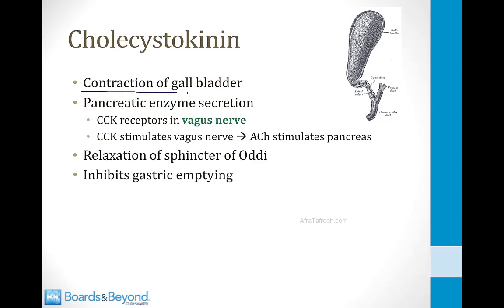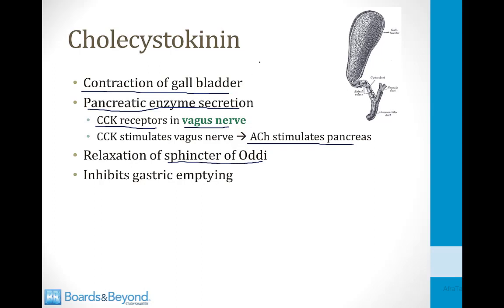Cholecystokinin will make the gallbladder contract and release bile. It will also stimulate the pancreas to secrete enzymes. The way by which it stimulates the pancreas is indirect. There are cholecystokinin receptors on the vagus nerve, and when they get activated, the vagus nerve releases acetylcholine, which stimulates the pancreas. Cholecystokinin will also make the sphincter of Oddi relax.